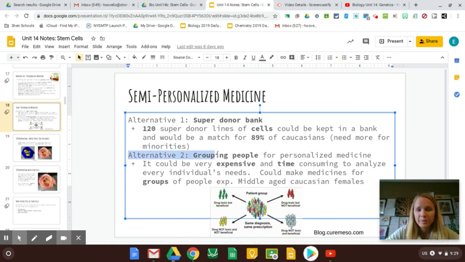Another thing would be grouping people. So you can't necessarily have medicine just for Mrs. Hoover and Mr. Hoover and Ben Hoover and Anna Hoover. But you could say, okay, well, we have medicines that work really well on teenage females or males in their 20s, or this medicine works really well for postmenopausal women, so women over 50. So we could have groups of people that we have medicine for. So it's not personalized just for you, but maybe personalized, it works really well on people your age, your race, and your gender.